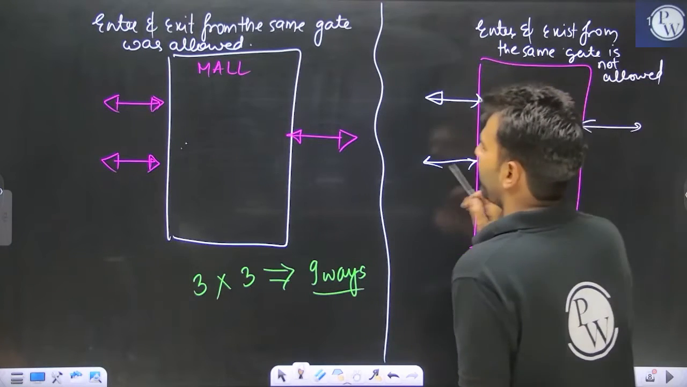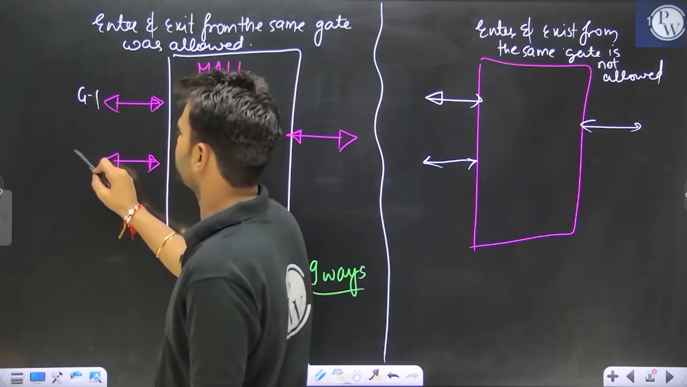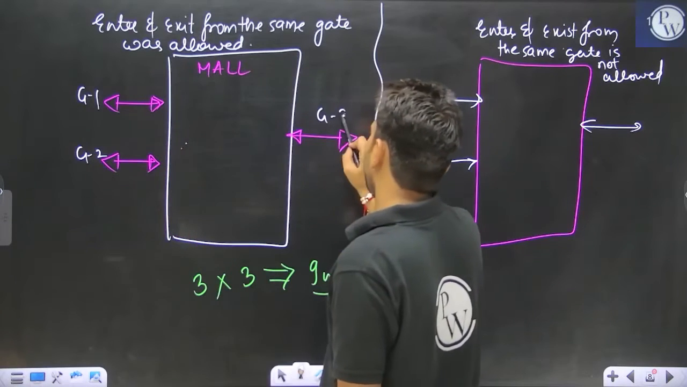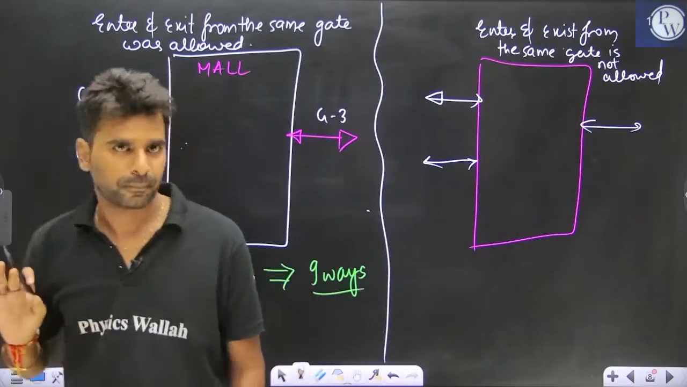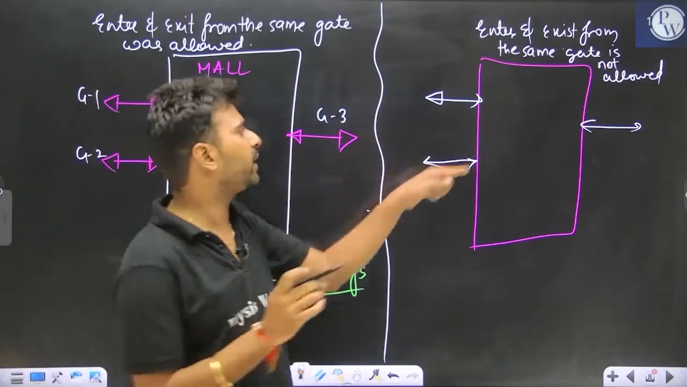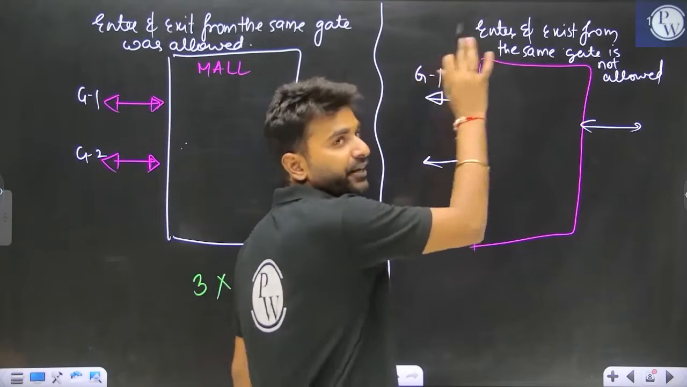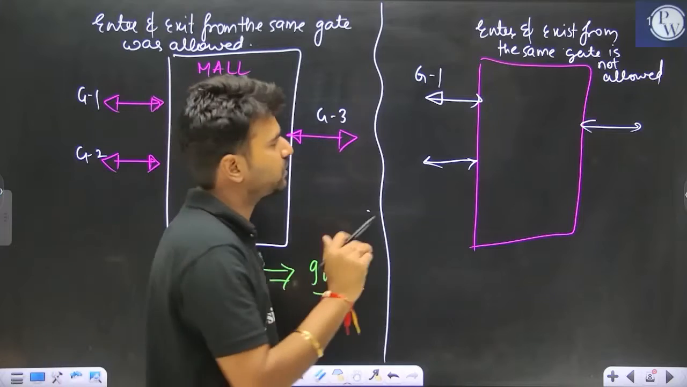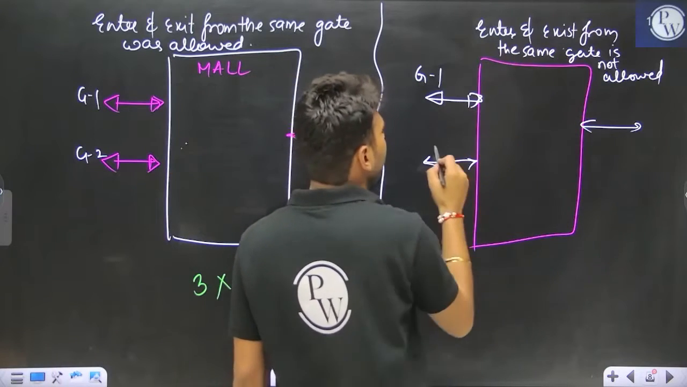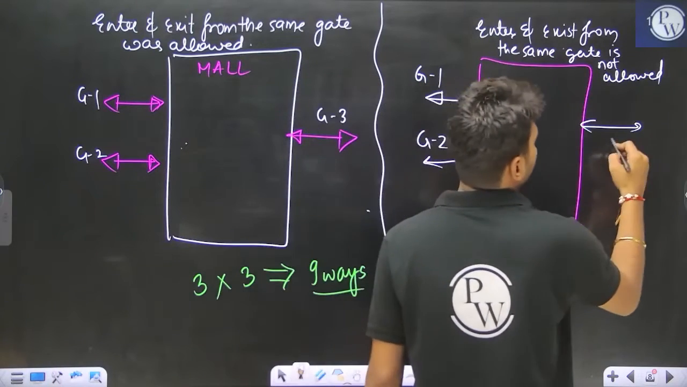Over here, if I am saying that this is gate 1, this is gate 2 and this is gate 3, then here if I am entering through gate 1, then I can exit from there as well, in this case. Whereas over here, if this is gate 1 and I am entering inside the mall, I cannot exit from this gate 1. This is the condition I am giving to you. That's why I have said entering and exiting from the same gate is not allowed.